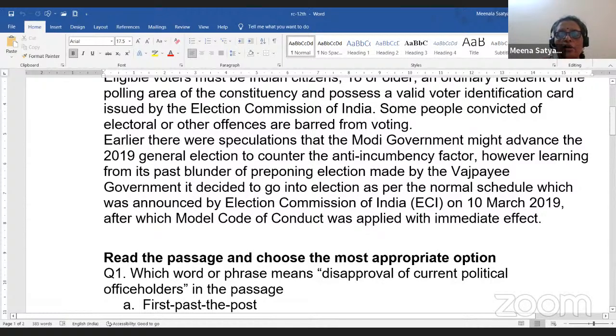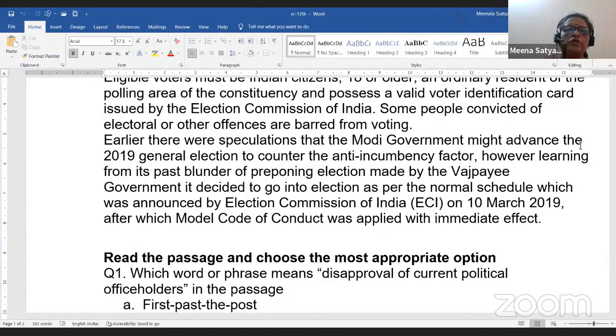So however here, earlier there were speculations that the Modi government might advance the 2019 general election to counter the anti-incumbency factor. However, learning from its past blunder of preponing election made by the Vajpayee government, it decided to go into election as per the normal schedule, which was announced by the Election Commission of India on 10th March 2019. So anti-incumbency is the answer.